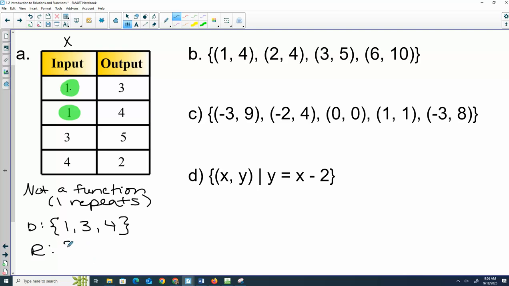My range, what y's do we get out? 3, 4, 5, 2, or 2, 3, 4, 5. Technically, you could put those in any order, so if you did write 3, 4, 5, 2, that's fine as well.